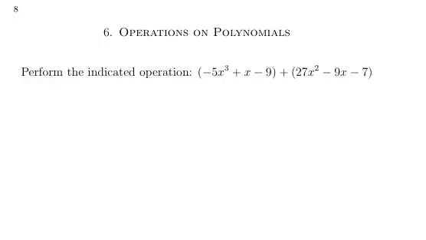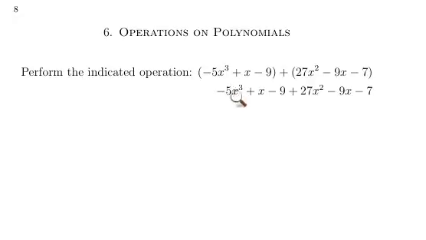In this video, we'll look at the operations of addition, subtraction, and multiplication on polynomials. So here's our first example. Let's add these two polynomials. Because addition is associative, we can remove the parentheses. Now we look to combine like terms.